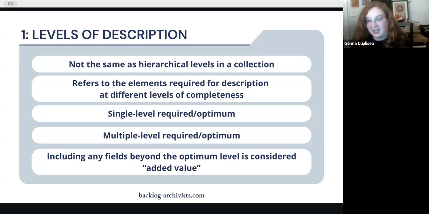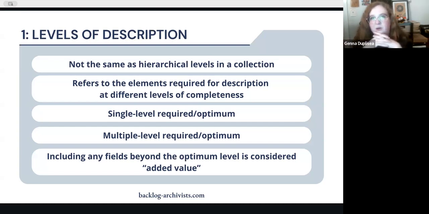So for a collection, regardless of how complicated it is, you can have the basic level where you're just doing required fields for something to be compliant with DACS. You can also have the optimum level, which includes more elements, more details, better information. And if you include any fields beyond that optimum level, that's considered added value.